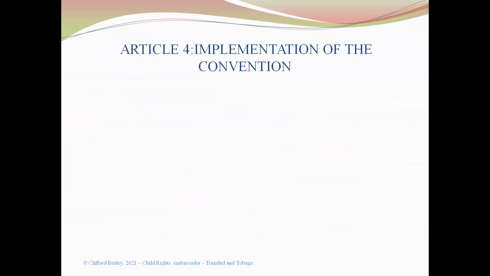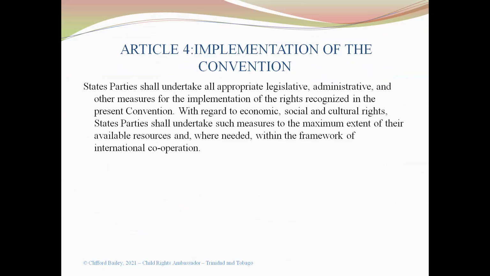Article 4. Implementation of the Convention. States parties shall undertake all appropriate legislative, administrative, and other measures for the implementation of the rights recognized in the present Convention. With regard to economic, social, and cultural rights, states parties shall undertake such measures to the maximum extent of their available resources and, where needed, within the framework of international cooperation.